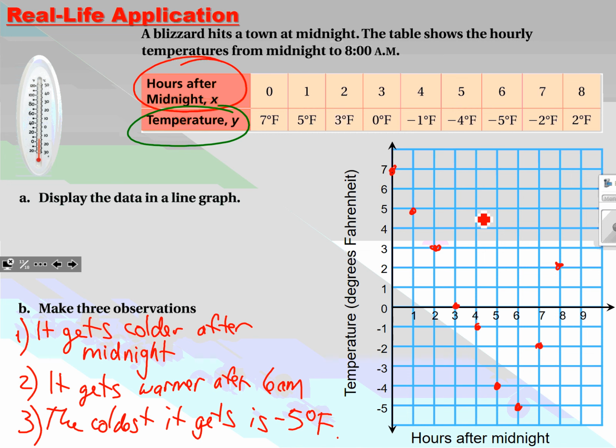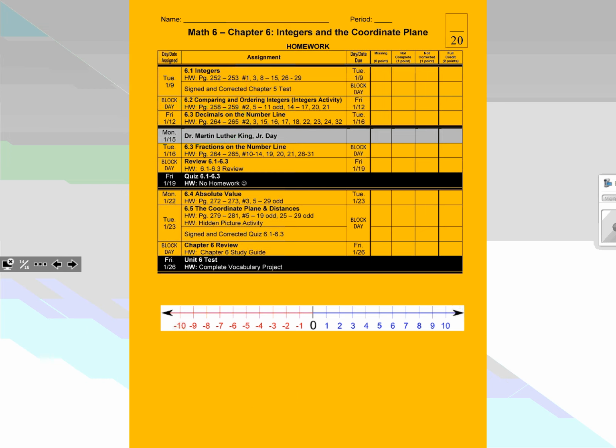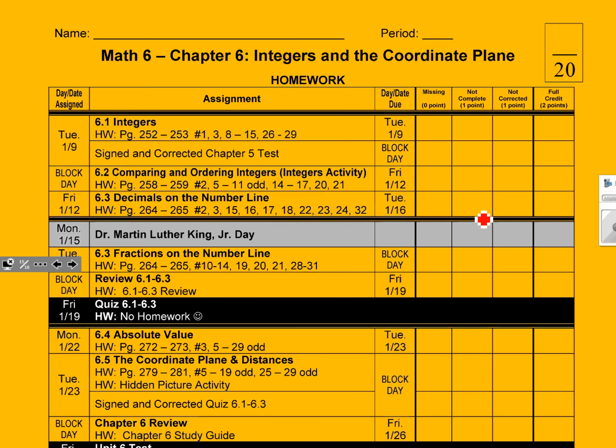Okay, I'm hoping you guys were able to get the lesson. What I want you guys to do now is to start your homework. Your homework tonight is page 279 to 281, numbers 5 through 19 odd, 25 to 29 odd. You may have to draw a bunch of coordinate planes. Please label the coordinate planes. Please put the positive numbers, the negative numbers on all of the axes. I'll be checking that tomorrow.